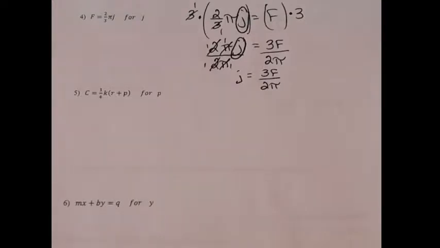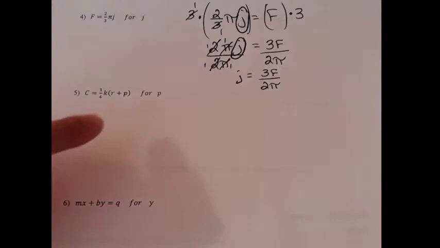Not bad, right? Your turn. I would like you to do number 5. I'm going to read number 5 aloud to you and give this a shot. We have c is equal to 1 divided by 4 times k times r plus p. Go ahead and isolate p.